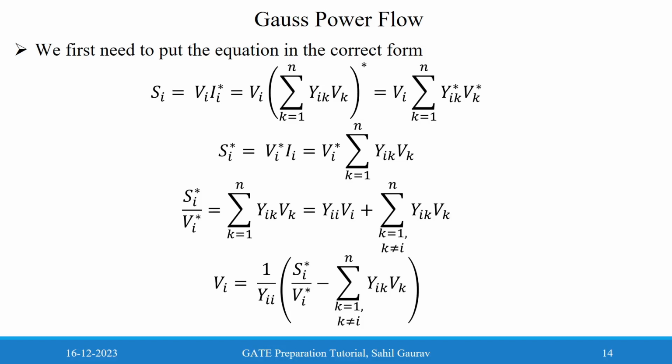Now we see the Gauss power flow equation. We first need to put the equation in the correct form. Then we want to know the voltage at different buses using the power injection at different buses and the bus admittance matrix. We know that S is equal to V I conjugate. So I conjugate we can write like this, and now we take the conjugate at both sides.